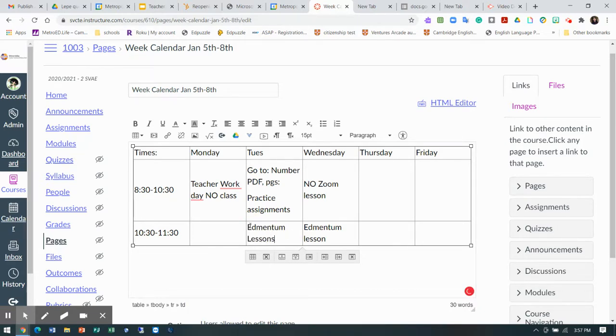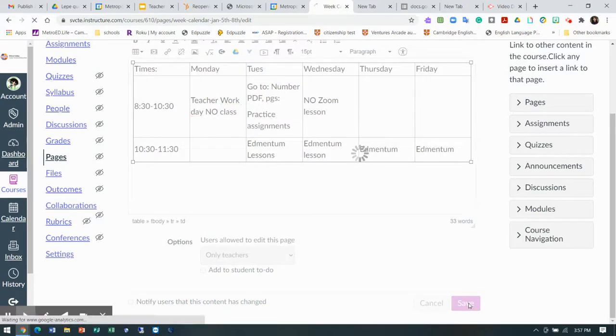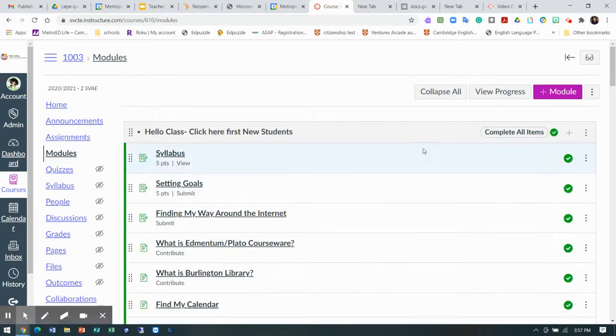So even though you love that PDF, there's an Edmentum lesson, and I'll show you how that can be added here so that it's really clear for the students. Super important. All right, so then we're going to save it. If I'm a student, I can find what I need to do. It's really going to be easy for me.